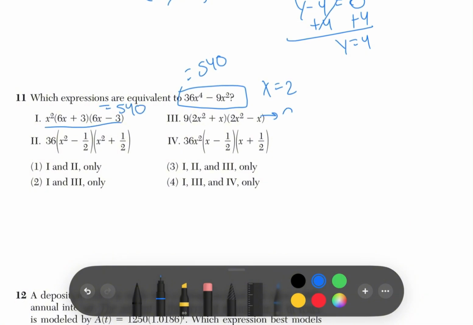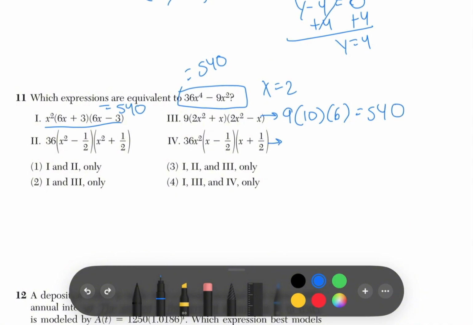Now, if we plug it into here, we're going to have 9, 2 times 2 squared. So 2 squared is 4. 4 times 2 is 8. 8 plus 2 is 10. Then we have 2 squared again, which is 4. 4 times 2 is 8. 8 minus 2 is going to be 6. We're going to get 10 times 6 is 60. 60 times 9 is going to be 540.